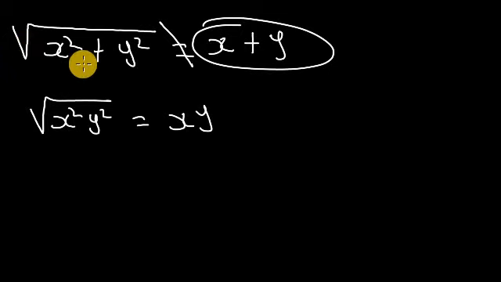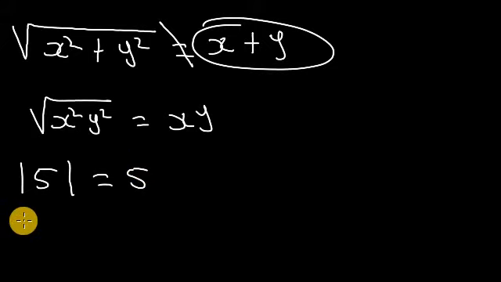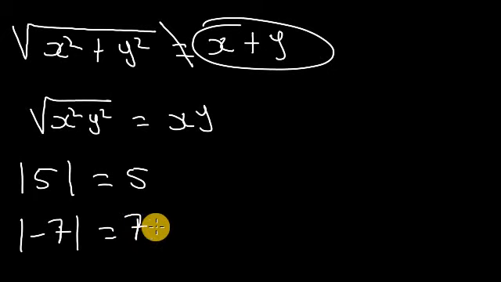Okay, that's another mistake that students usually encounter in basic mathematics. Now the next one is the absolute value. The absolute value of 5 is indeed equal to 5, and the absolute value of negative 7 is also indeed equal to 7. But do you know that this can only be applied to numbers? You must not apply this concept to variables.